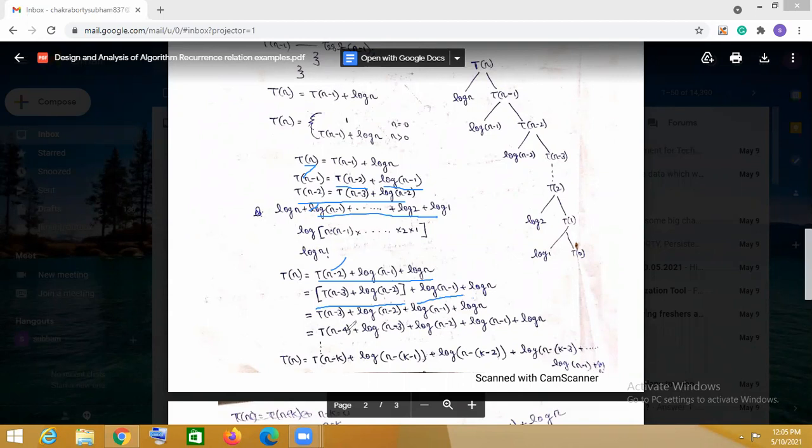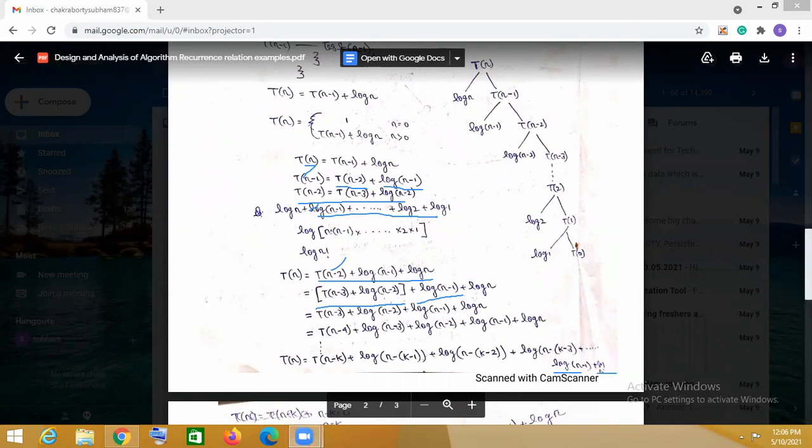In the case of 4, it will become k, this will become k minus 1, this will become k minus 2. In this case, this will be k, this will be k minus 1, this will be k minus 2, this will be k minus 3. So that's why you can see T(n-k) plus log(n-k-1) plus log(n-k-2) plus log(n-k-3), and up to how many terms will it continue? Up to log n plus 1 plus log n.